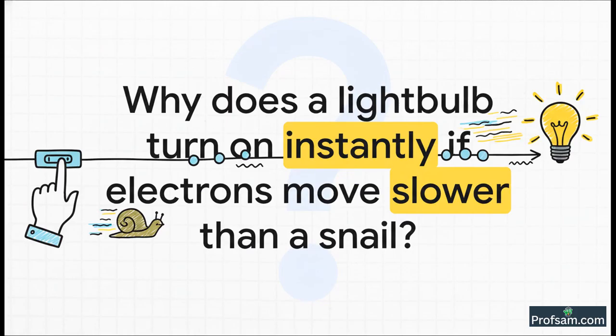Have you ever wondered about this? You flick a switch and a light bulb, maybe even in the next room, it turns on instantly. But here's the crazy part. The electrons that make up the current, they actually move incredibly slowly. Even slower than a snail. So how is that possible? This is the big mystery we are going to solve together today.